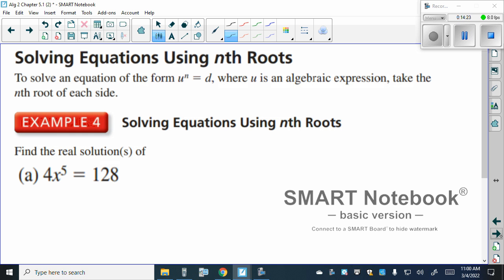This is the last thing we're going to look at. To solve an equation of the form u to the n equals d, where u is an algebraic expression, take the nth root of each side. We've actually done this before. But we called it the square root method.